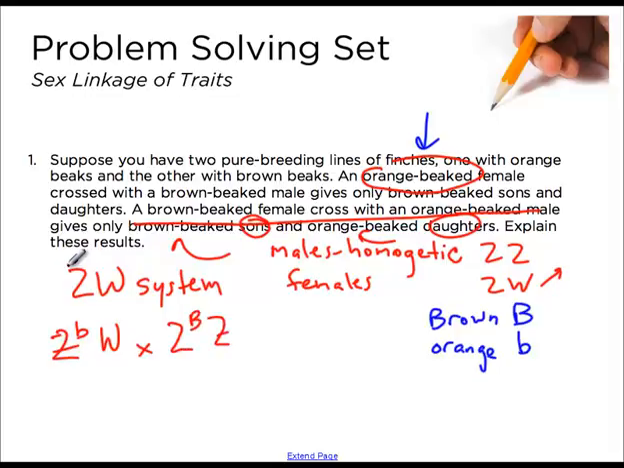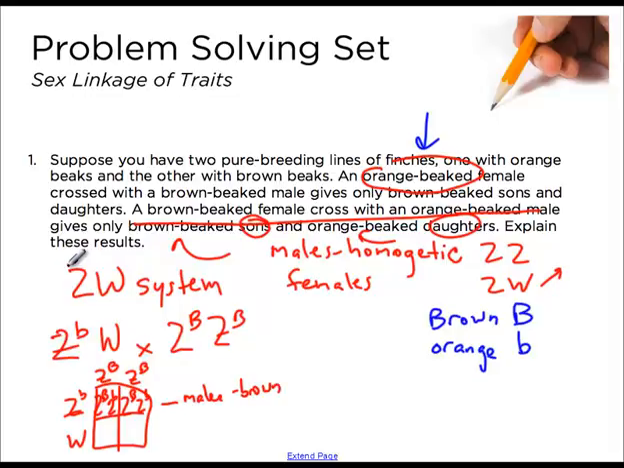Let's say he's homozygous, and we'll do a Punnett square. So all the male can make is Z big B, Z big B. And of course the female can make Z little b and W. So these offspring are going to be Z big B, Z little b, both of them in here. And those will be males, right? Brown males, which is what they told us we got. And Z big B W, Z big B W, these will be females, which will also be brown, right?